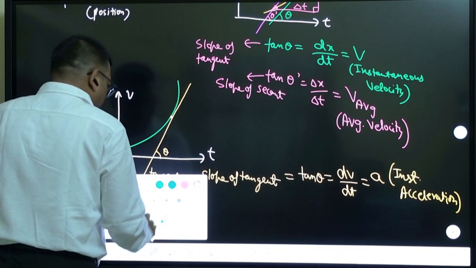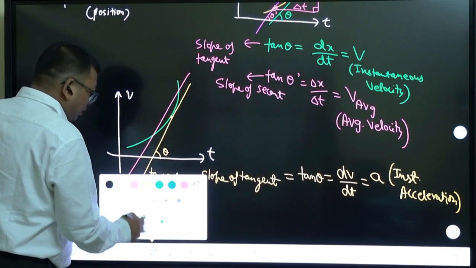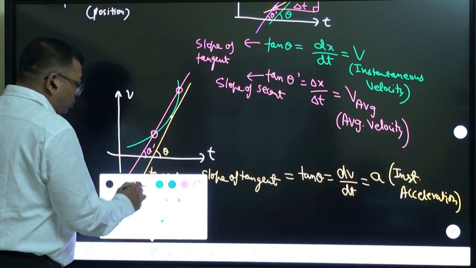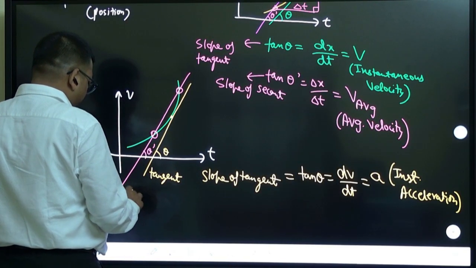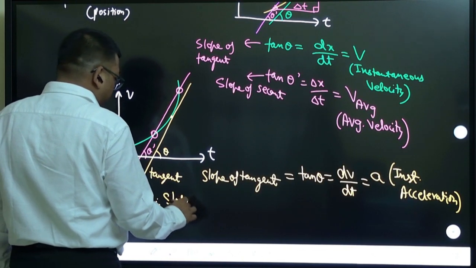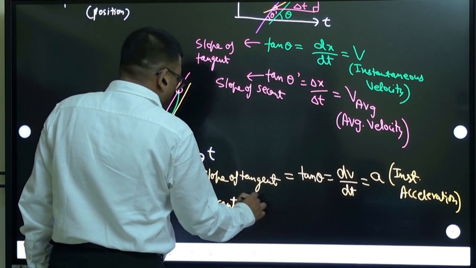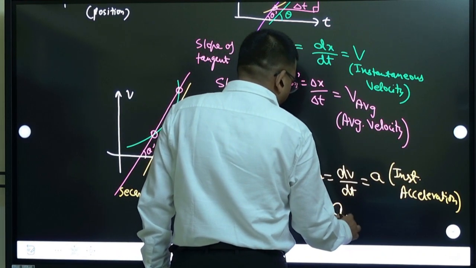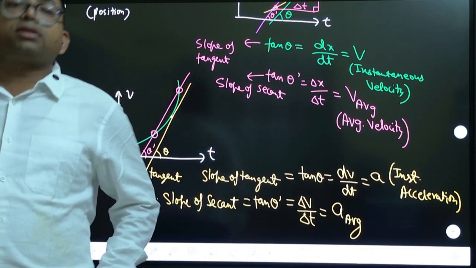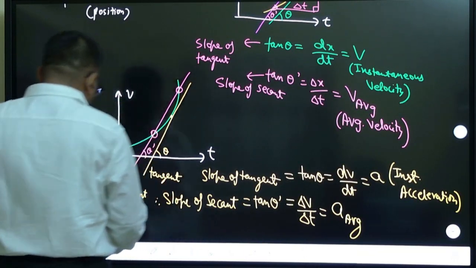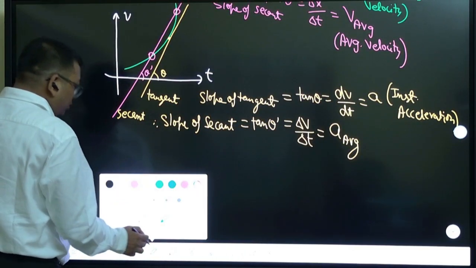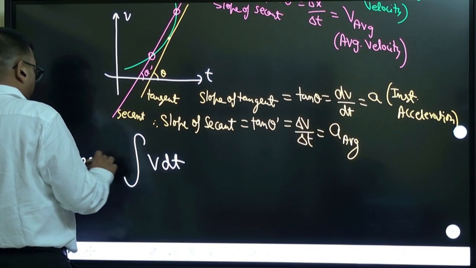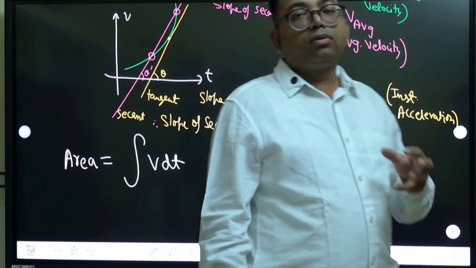But if I take a secant here also, secant means this graph will cut at more than 1 point. It is coming here, here it is cutting. Again, you take this as theta dash. So if this is the secant line, the slope of the secant is tan theta dash, which is delta v by delta t, which is nothing but average acceleration, right? So average acceleration can be calculated from here. But now let us understand what the area of this graph means. This graph area has applications. So what is the meaning of the integration of v dt? That is the area under this graph. Under a velocity time graph, the integration of velocity with respect to time is the area.